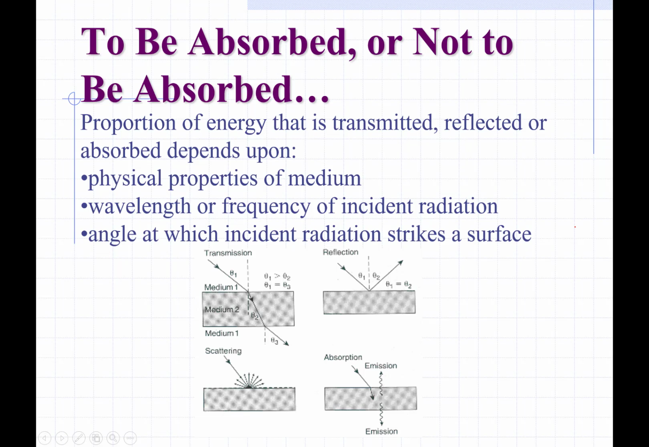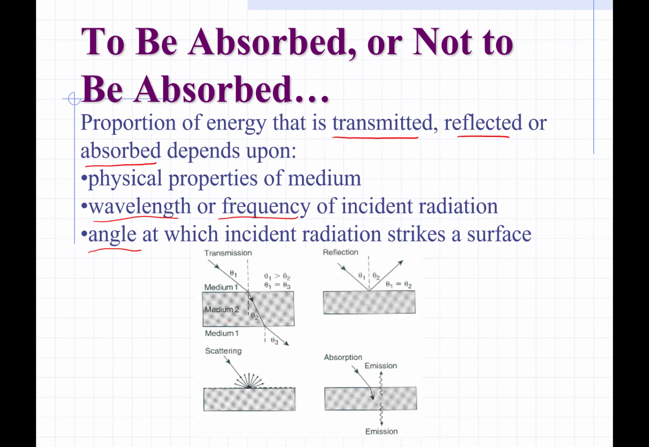So the amount of energy that is transmitted, reflected, and absorbed depends on a lot of things. It depends on the physical properties of the two media. It also depends on the wavelength or frequency of the radiation that's hitting. For example, infrared radiation is absorbed well by the atmosphere, but visible light is transmitted through the atmosphere. And this is one of the reasons why we have a greenhouse effect. And the amount also depends on the angle at which the incident radiation strikes a surface.